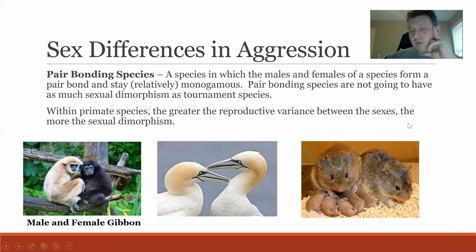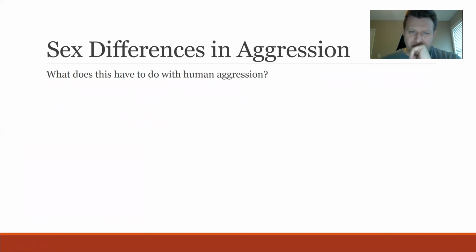Here we have voles. Voles are interesting because they're actually the way neuroscientists study monogamy. Interestingly enough, the hormones of monogamy, being in a committed relationship, a lot of interesting research with voles. Obviously you can tell this is the female and this is the male, but there's not much sexual dimorphism. You couldn't tell who's the male and who's the female. Evidence of pair bonding species. They work together, take care of the children together. Males have equal numbers of children to one another. There's not as much variability in how many offspring that you have like there is with gorillas and other tournament species. So what does this have to do with human aggression?